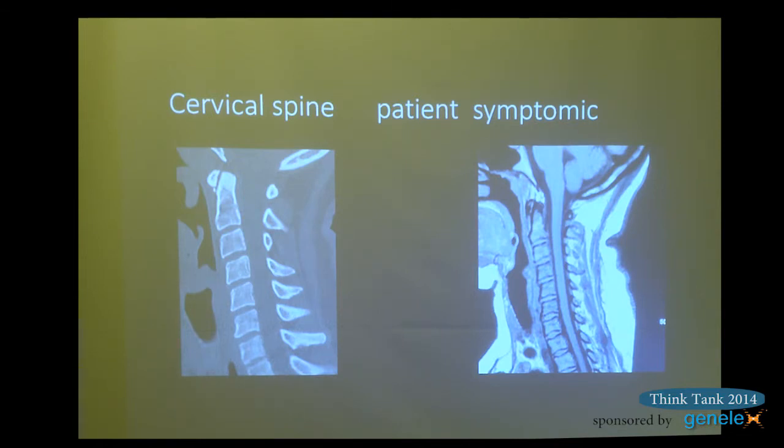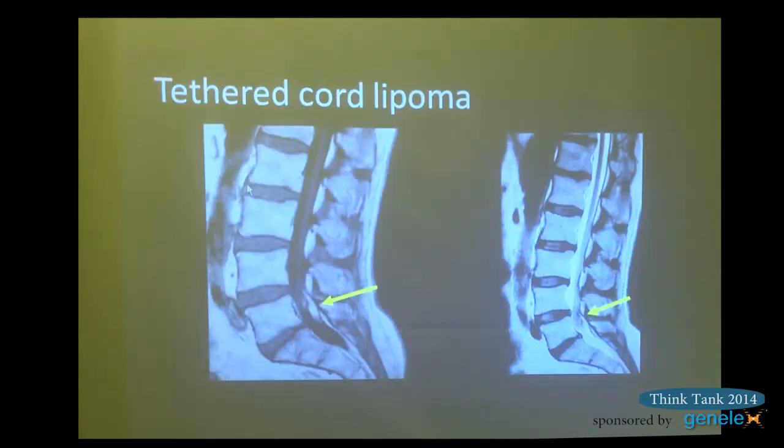This young lady came to the emergency room with numbness in her hands, weakness in her hands and legs. And the main problem was that she was bothered by upper extremity symptoms. These are reconstructed images from a CT, and this is an MRI done the next day, and there's not really very much to see here. But she had an MRI of the lumbar spine, and she had a fatty lesion, lipoma, a lesion of fat, which is attached all the way to the cord.